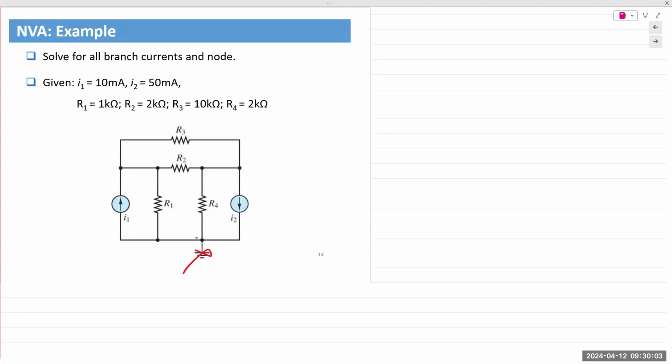Students should learn. So a node is a junction of two or more components. A node can be a point, it can be a short wire, it can be a very long wire. If there is nothing connected between any two points, then the entire wire is a node. So now I ask again, how many nodes do we see in here? Six, three.